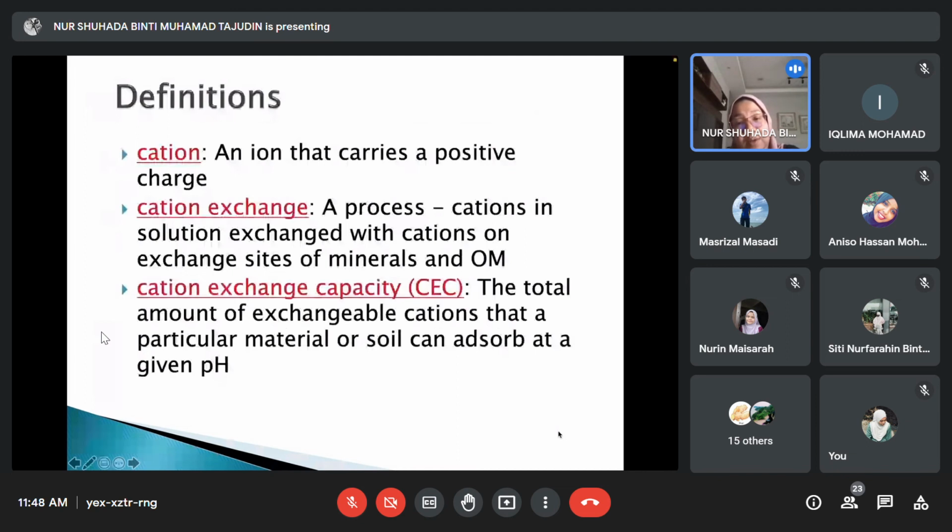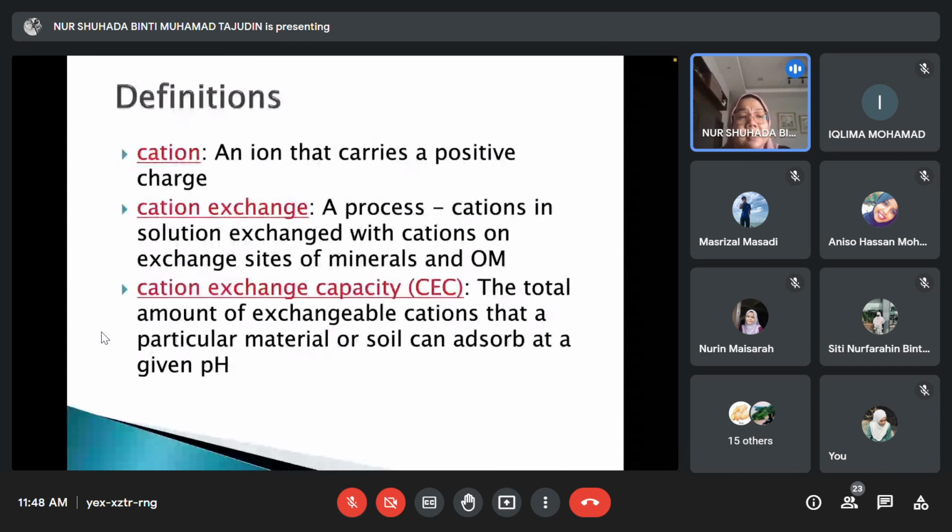Cation, what is a cation? A cation is an ion which carries a positive charge, for example, calcium, magnesium. Cation exchange is a process of the changing of the cations. Cation exchange capacity is different from cation exchange. The cation exchange capacity is the ability of the soil to hold for a while the cations. Please do not get confused. What is a cation? What is cation exchange and what is cation exchange capacity?